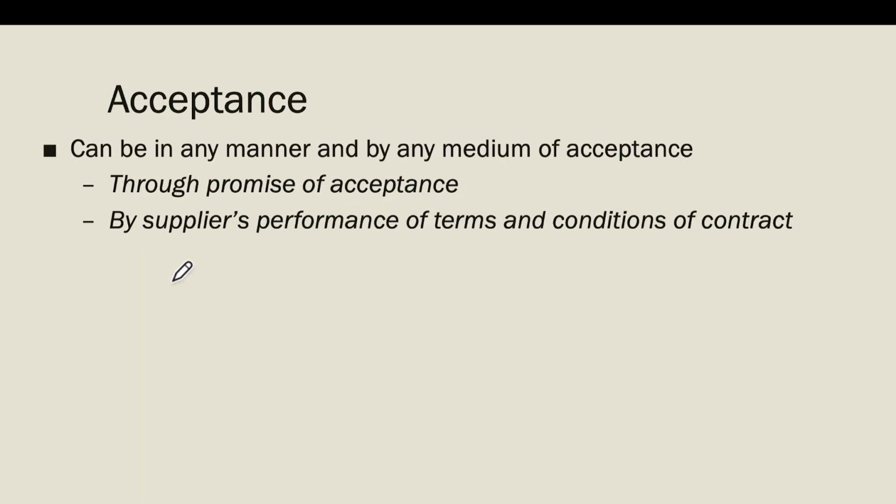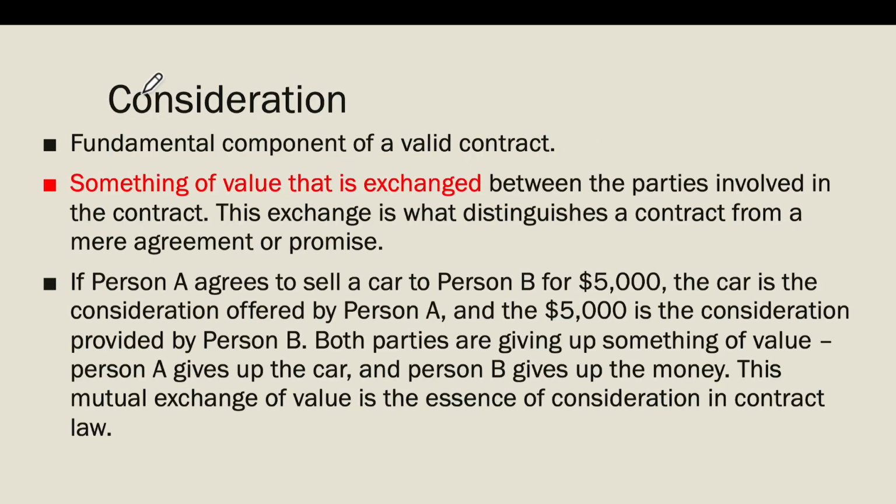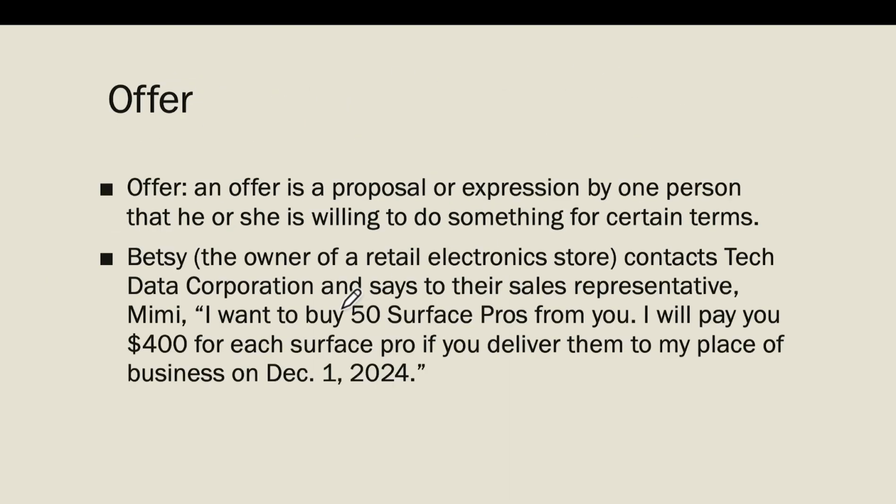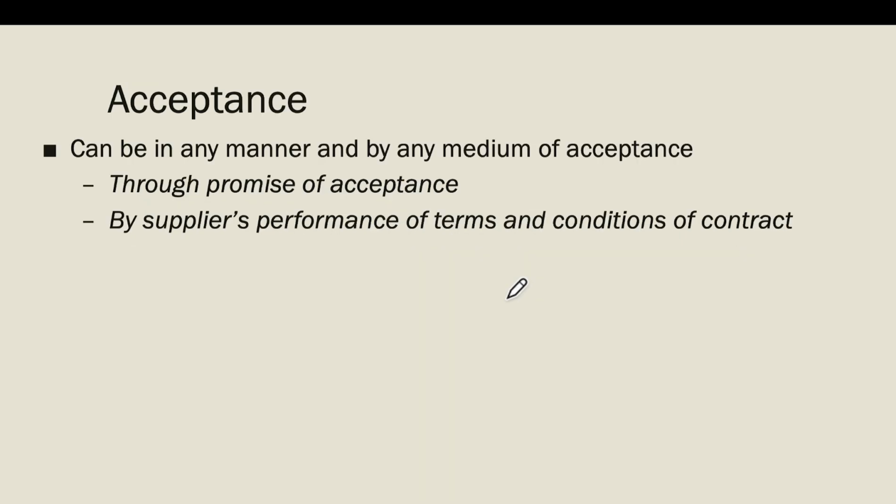A supplier would accept that offer, and that acceptance could be through email, mail, fax, or any other form of communication. An essential component of a contract is consideration, which means some exchange is happening in every contract whereby both parties agree to give something. In this case, Betsy will be paying $400 for each Surface Pro and the supplier will be providing 50 Surface Pros. So both parties are giving something and receiving something, and that's called consideration.